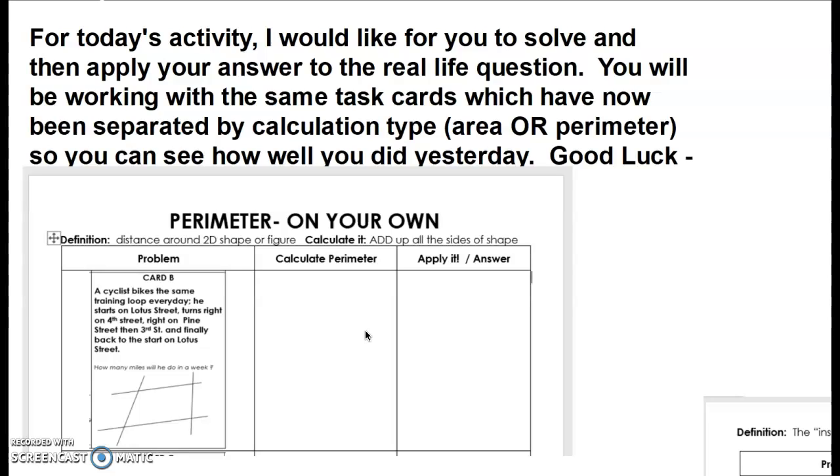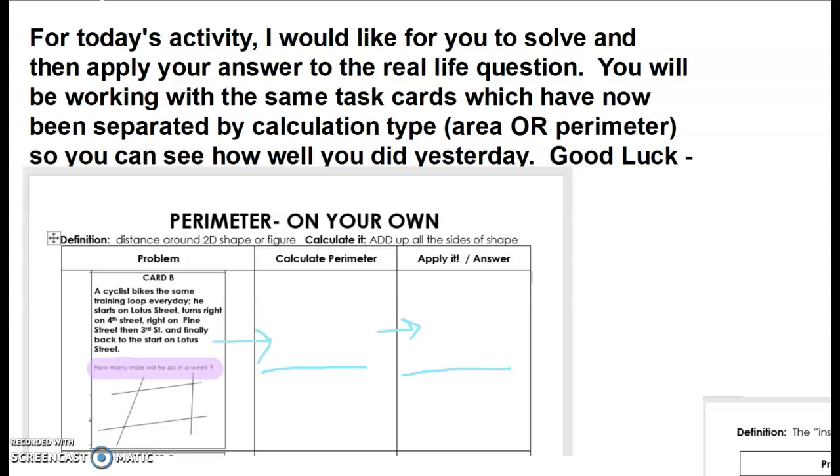So problem B, we did together, and you should have gotten it right on your practice activity earlier this week. But it's going to tell you all the cards that are in perimeter, and it's going to be listed in order. So you're going to go through and calculate the perimeter. Then you're going to apply it again to that italicized question found on the card. So once you calculate the perimeter for this one, then you're going to apply it. How many miles is he going to do in a week? Use that calculation to make sense of what you're trying to solve.